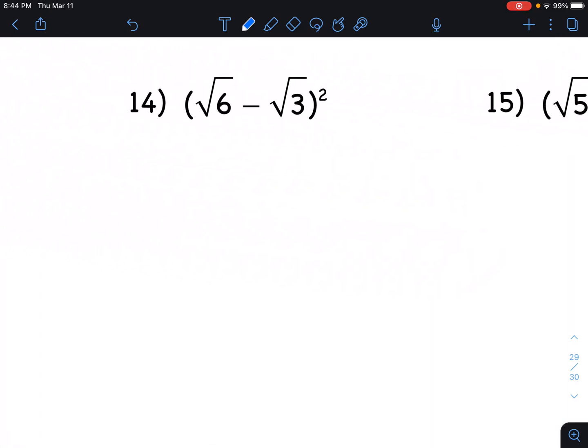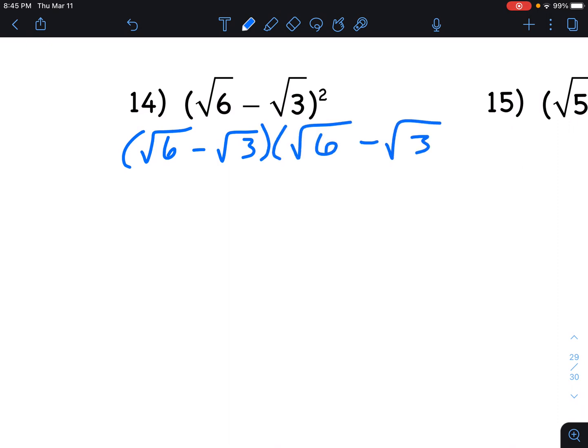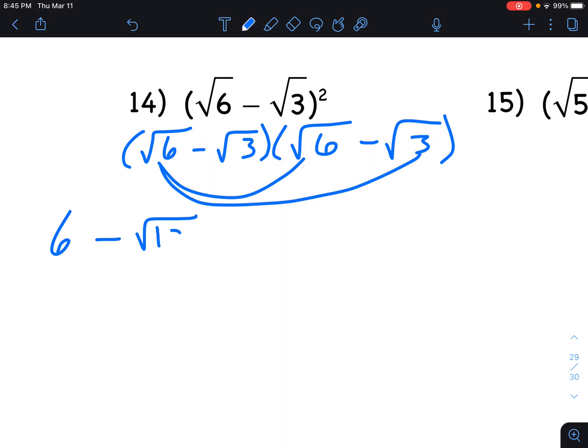Number 14, the exponent of 2 outside means you're supposed to write it twice and FOIL. Okay, so square root of 6 times square root of 6 is square root of 36, which is 6. Then the outside would be positive times negative. And square root of 6 times the square root of 3 is square root of 18. By the way, that's a minus 1 root 18.